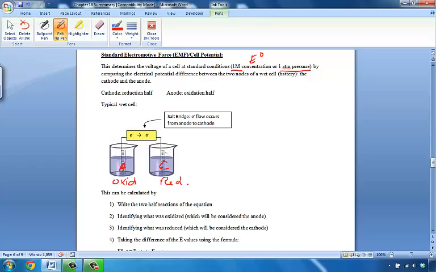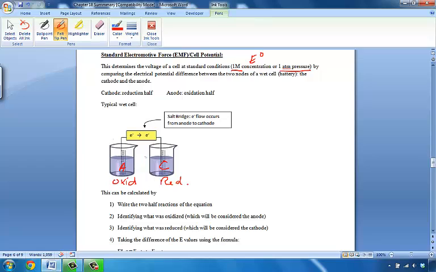This is what a typical wet cell would look like. And of course the number of electrons is based on however many electrons the anode chooses to lose and the cathode chooses to gain, but these electron numbers should always be equal.